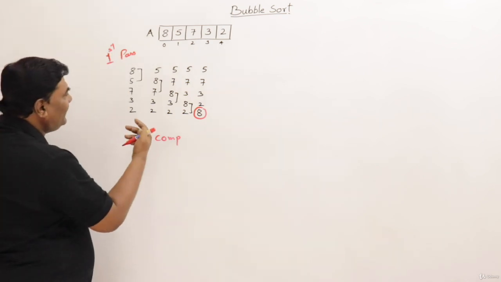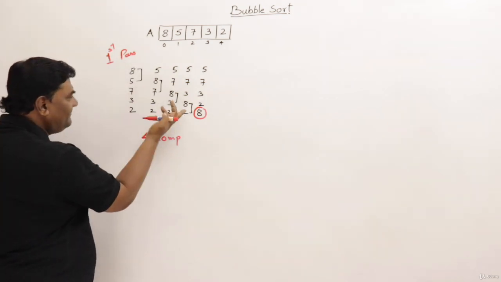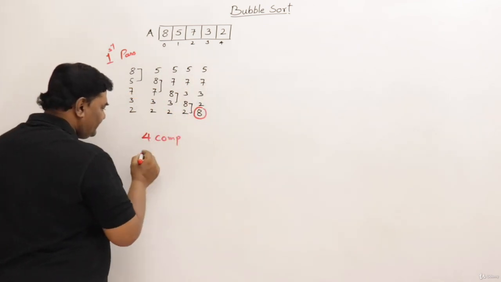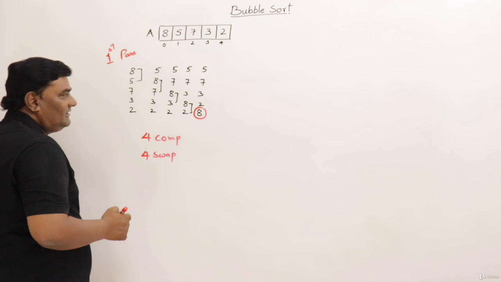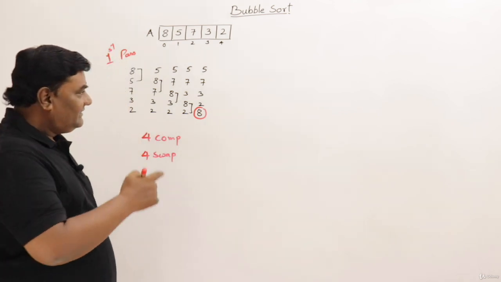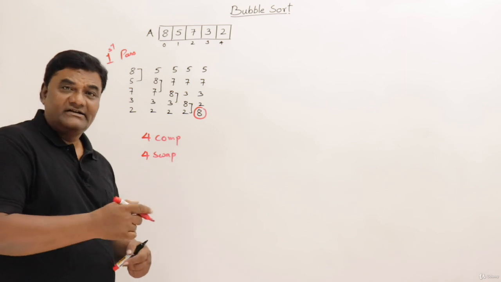Then how many swaps are done? For every comparison a swap was done. 1, 2, 3, 4. This is the final result. So 4 swaps are also done. Now all elements are not sorted, just one element is sorted, that is 8. Then I have to continue and perform the second pass.